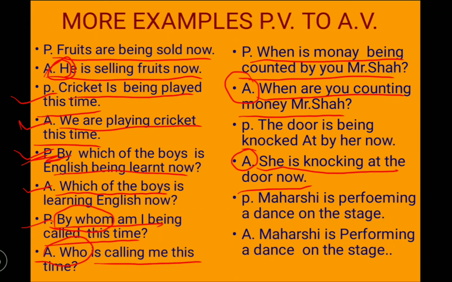Maharshi is performing a dance on the stage. In active, Maharshi is performing a dance on the stage. So in passive it will be: a dance is being performed by Maharshi on the stage.